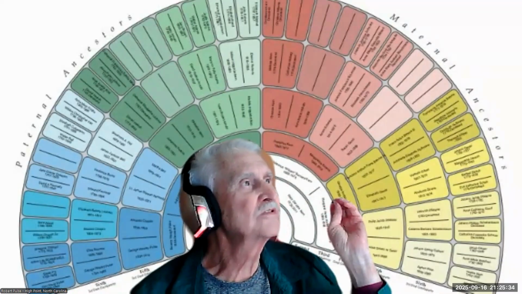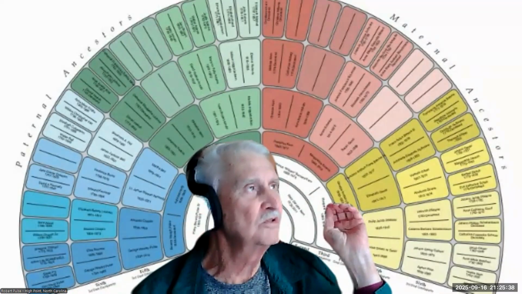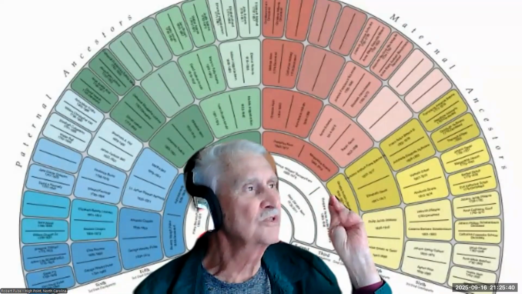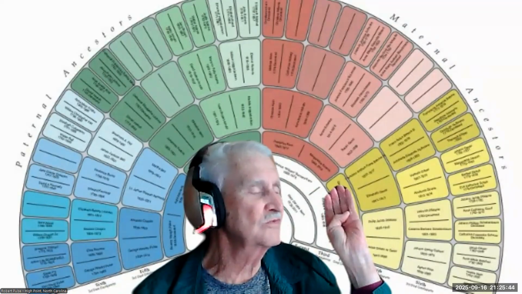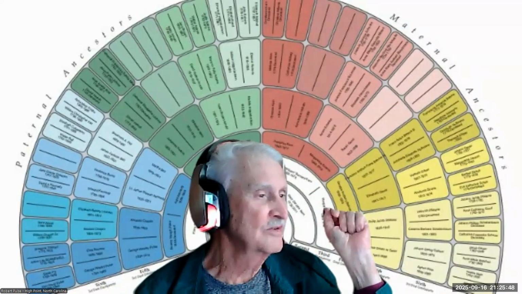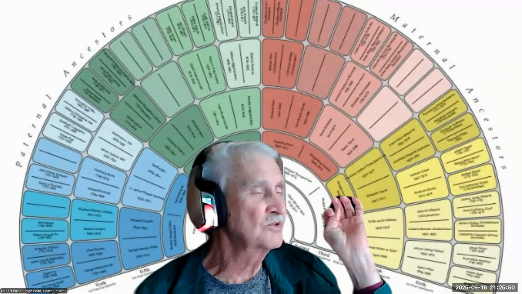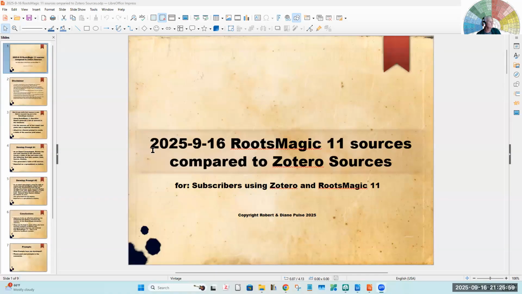In my last video, I told you that I would be trying to do sources, and I think I've achieved that. So this is kind of an extension of the last video, which was comparing RootsMagic 11 facts to Zotero Research Log facts. Okay, so let's see. You should be seeing the front page now.